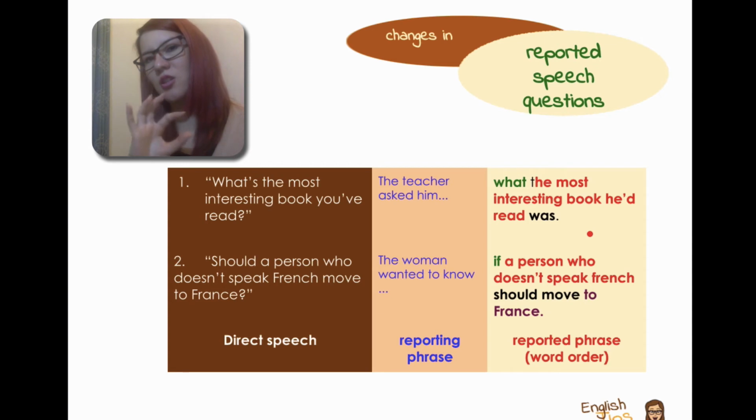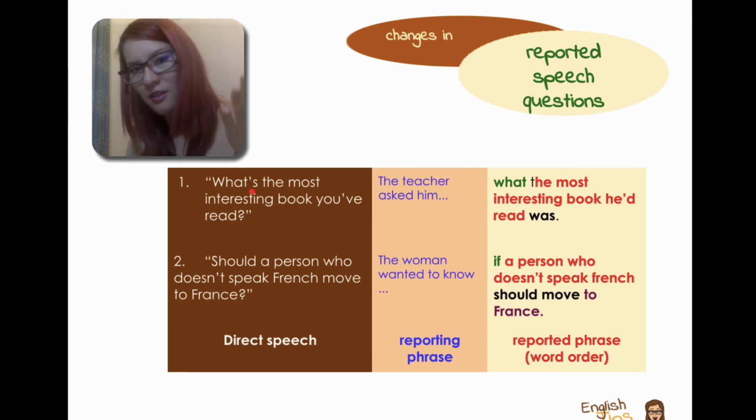So notice the changes in the word order and in the subject as well. So first we would have the WH word, and then the subject is quite long, the most interesting book he'd read, and finally the verb at the end. So in the original question, the verb was in the present, right, simple present, and in the reported question it would be in the simple past.